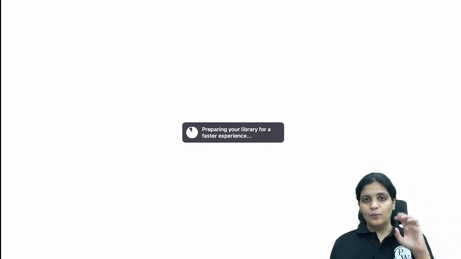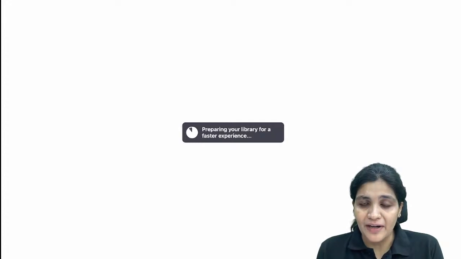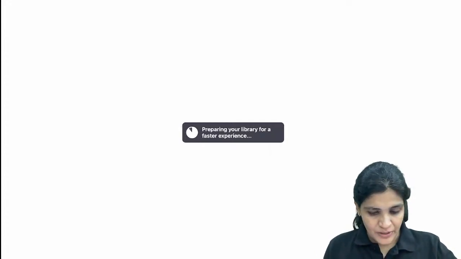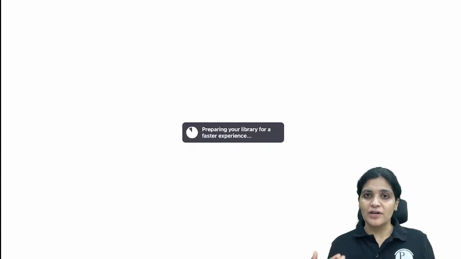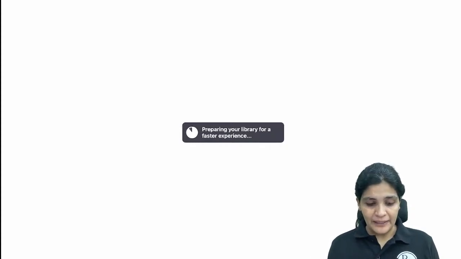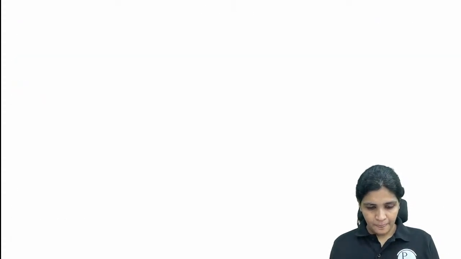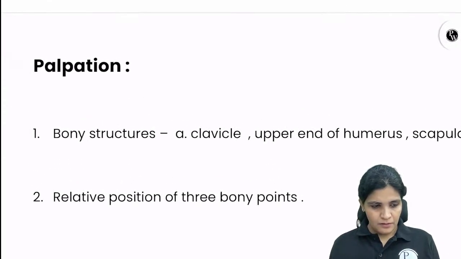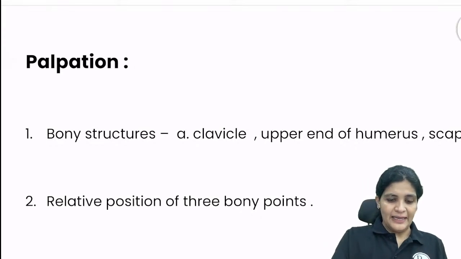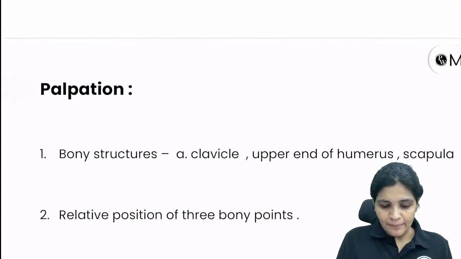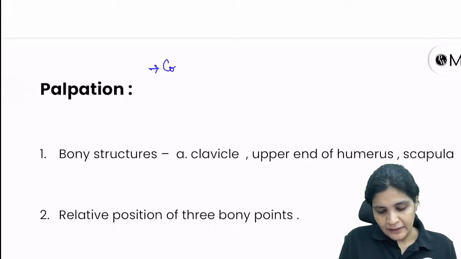So once you are done with the inspection, now you're heading towards the palpation. As the med student has told us before, in palpation, what is the most important thing we look for? The first one is again proper exposure, which we have already done by inspection.